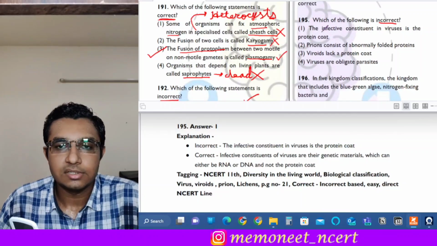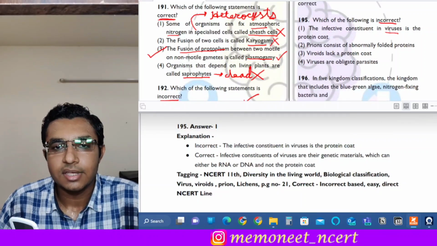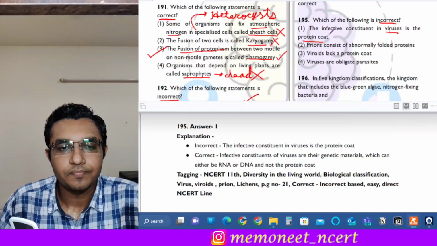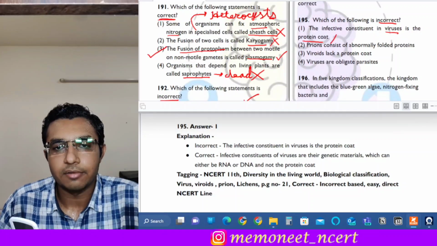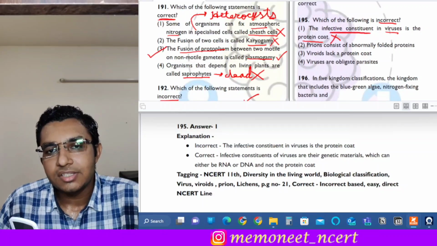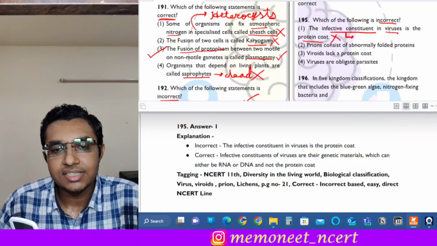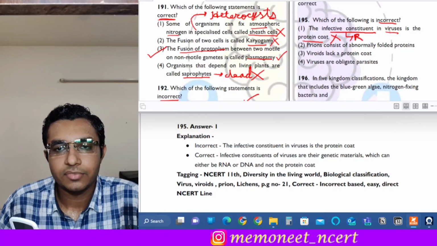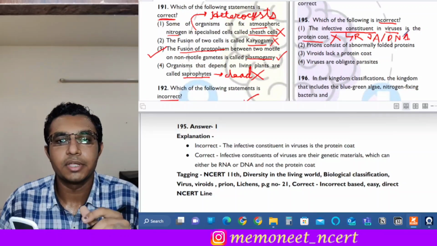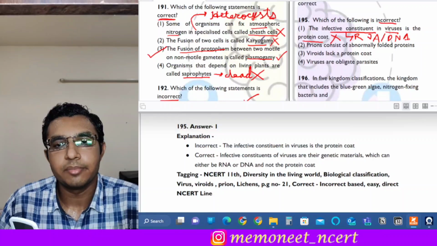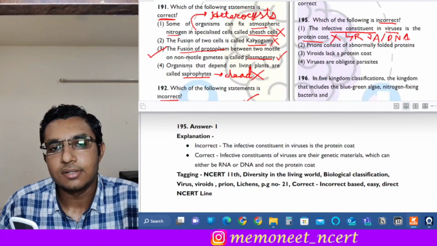The first is the infective constituent in viruses is the protein coat. Okay, so this statement is incorrect. Why? Because the infective constituent in the viruses is the genetic material. It can be either RNA or DNA. So that is the component which is infective, not the protein coat. So this statement is incorrect. So the correct answer will be option 1.